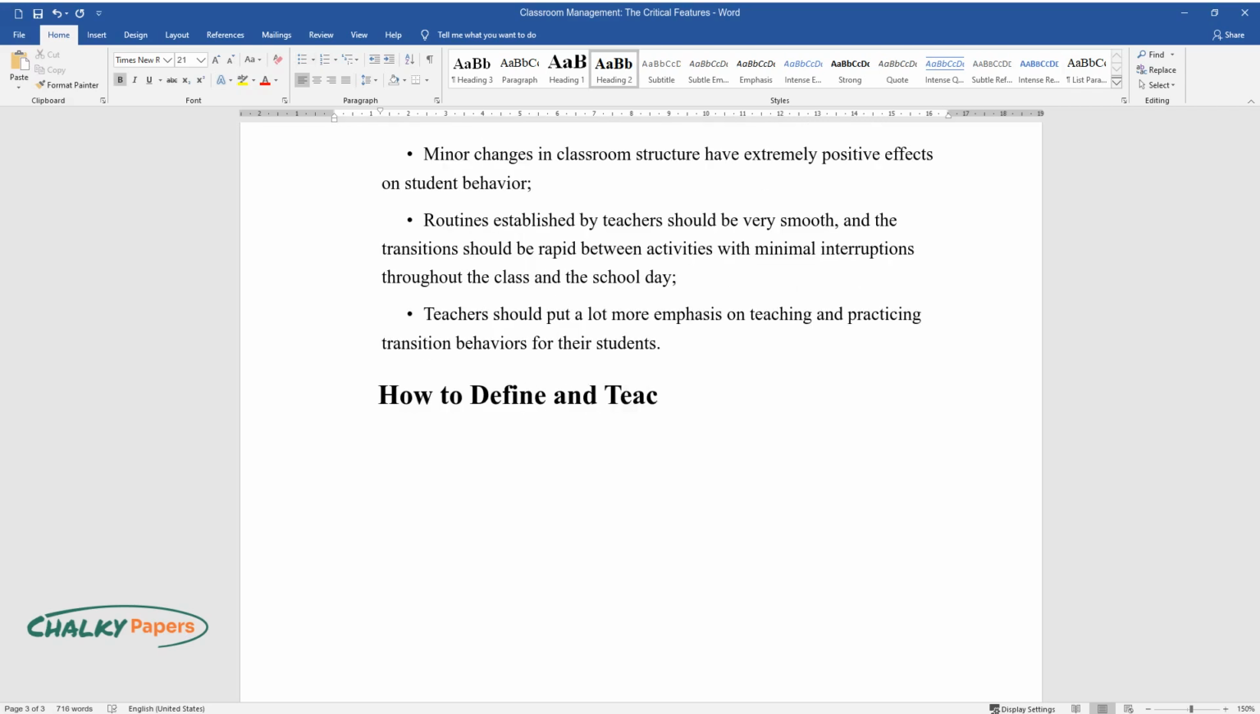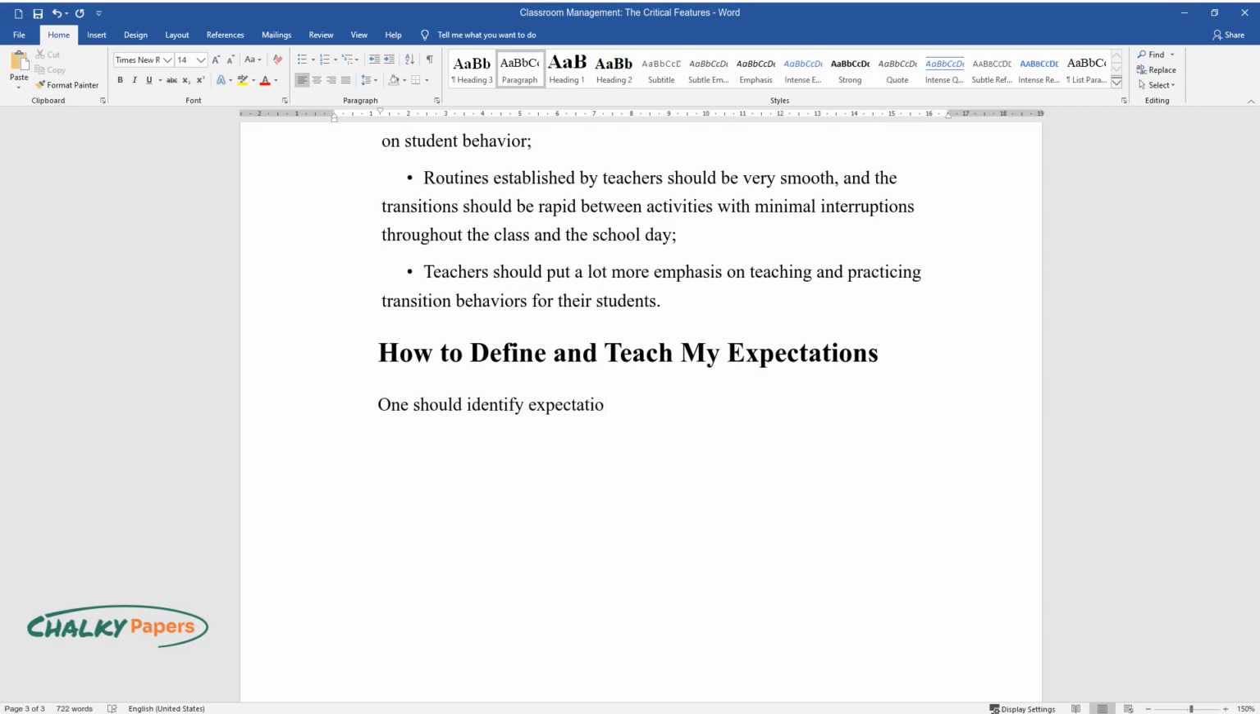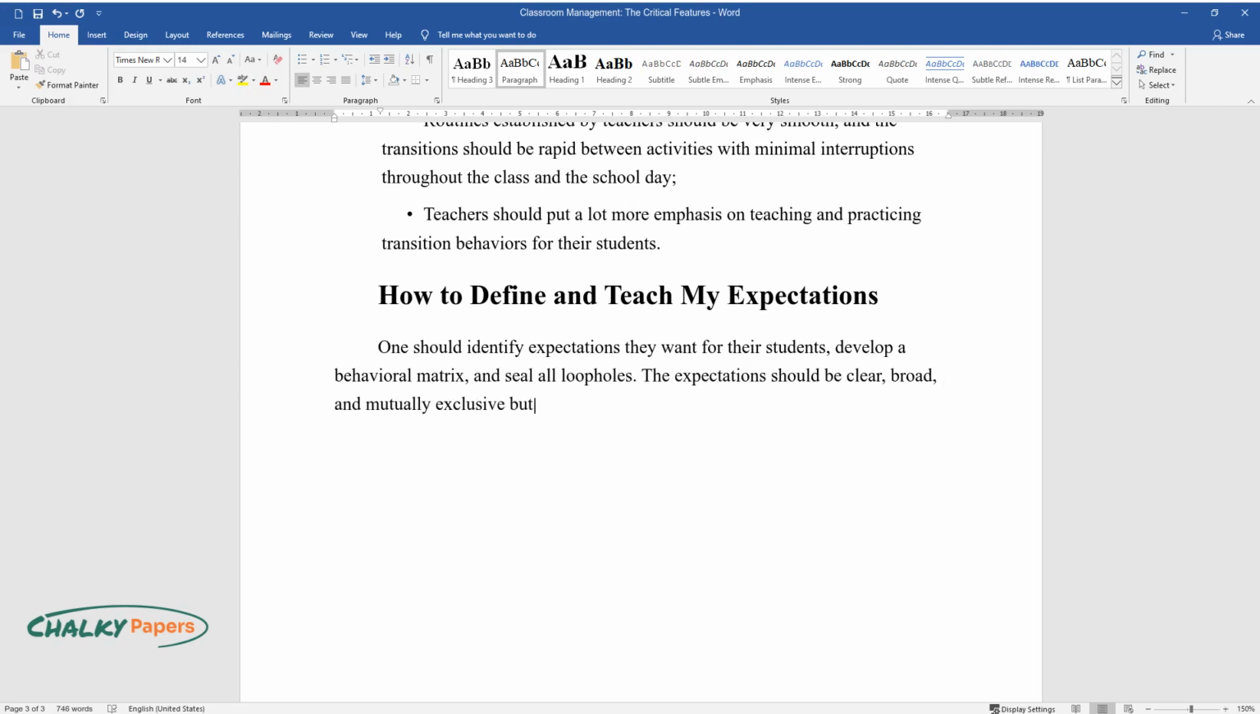How to define and teach my expectations. One should identify expectations they want for their students, develop a behavioral matrix, and seal all loopholes. The expectations should be clear, broad, and mutually exclusive but easy for the students to remember.